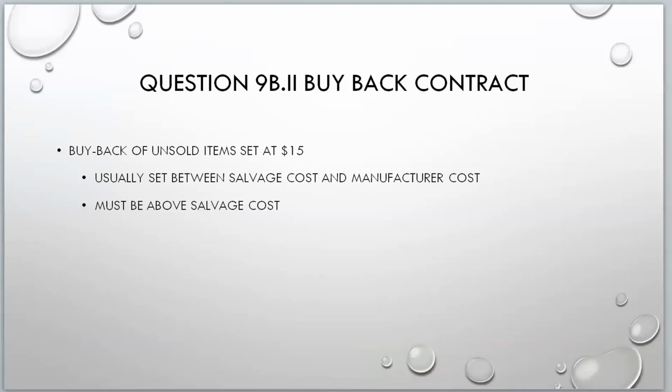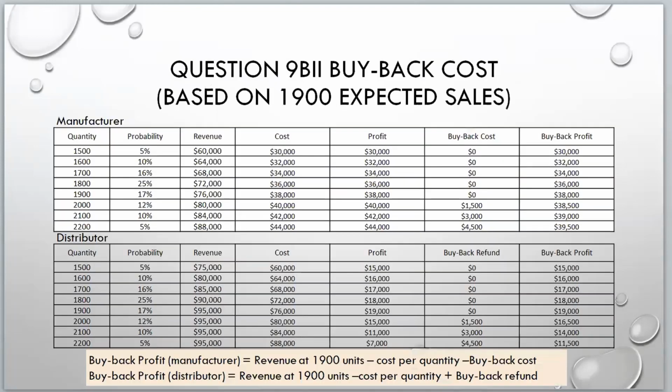The buyback must be above the salvage cost for the distributor to actually want to do it. Because if the manufacturer sets the buyback under the salvage cost, the distributor's not going to do anything, because the salvage cost is actually more profitable. So in my example, using buyback, the profit for the manufacturer would be the revenue at the 1,900 units as before, minus the cost per quantity, minus the buyback cost. In this factor, I added the buyback cost here.